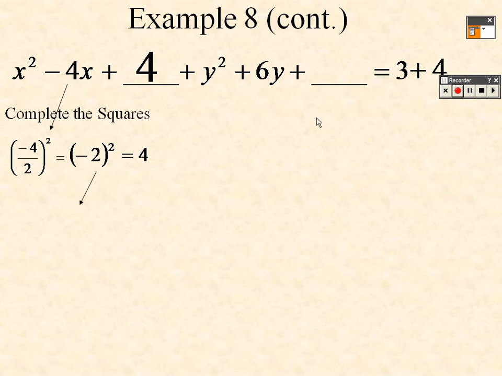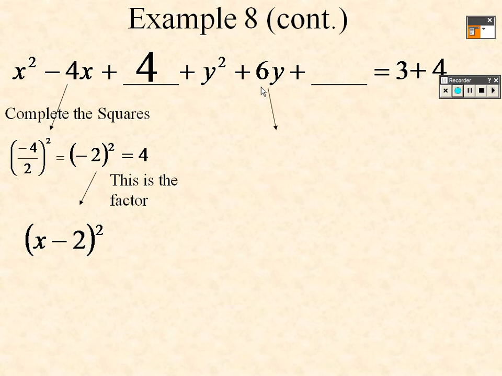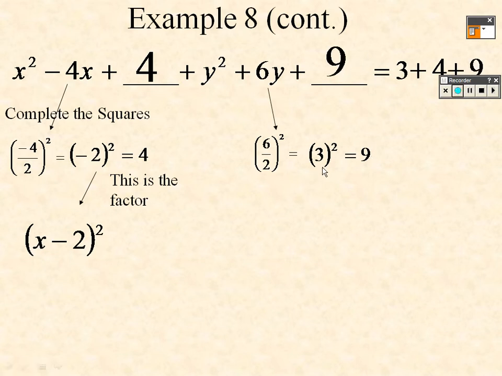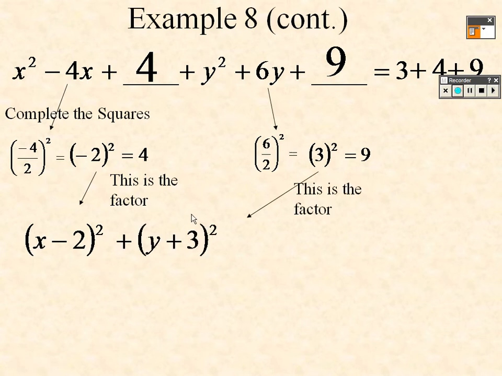I need to complete the squares for this one, but what this tells me is what my factors are going to be. That is my factor. So this right here, when you complete the squares, will give me x minus 2 squared, because if you remember from completing the squares, whatever's inside the parentheses is your factor. Now we have to complete the squares with this one, so that's 6 over 2 squared, so that's 3 squared. 3 squared is 9, so if I add a 9 to this side, I need to add a 9 to this side. Once again, this is the factor, so this will be y plus 3 squared.